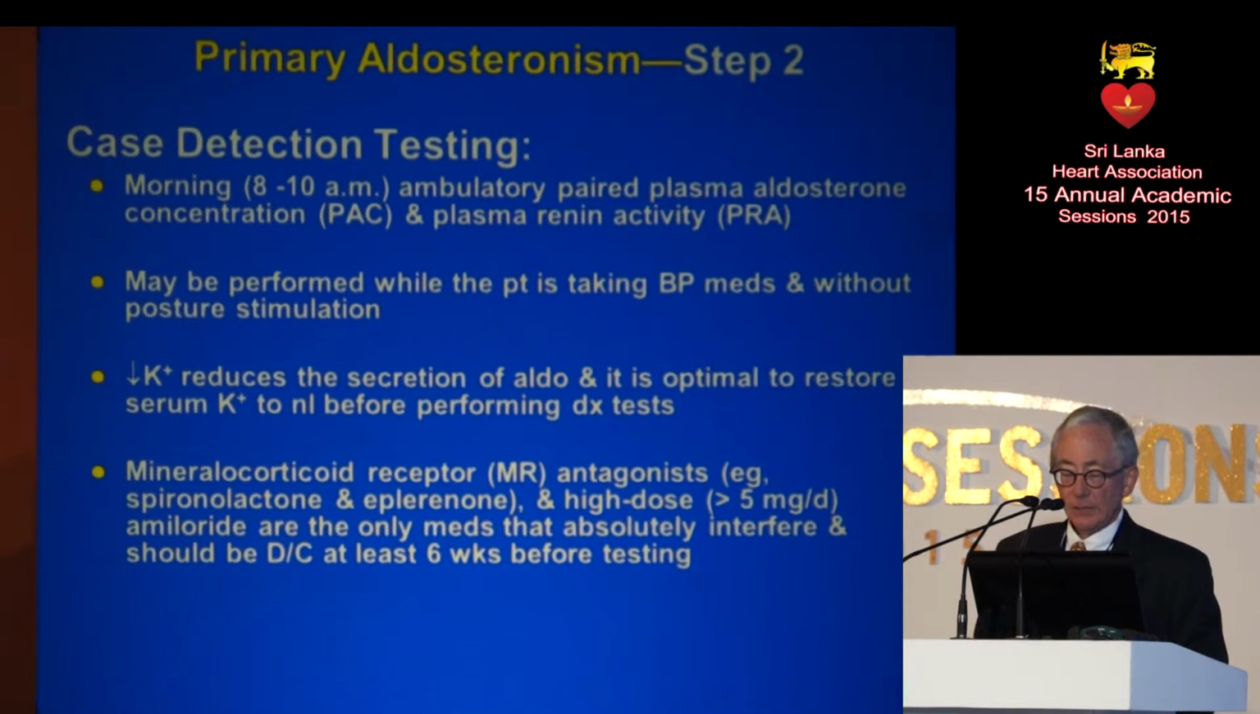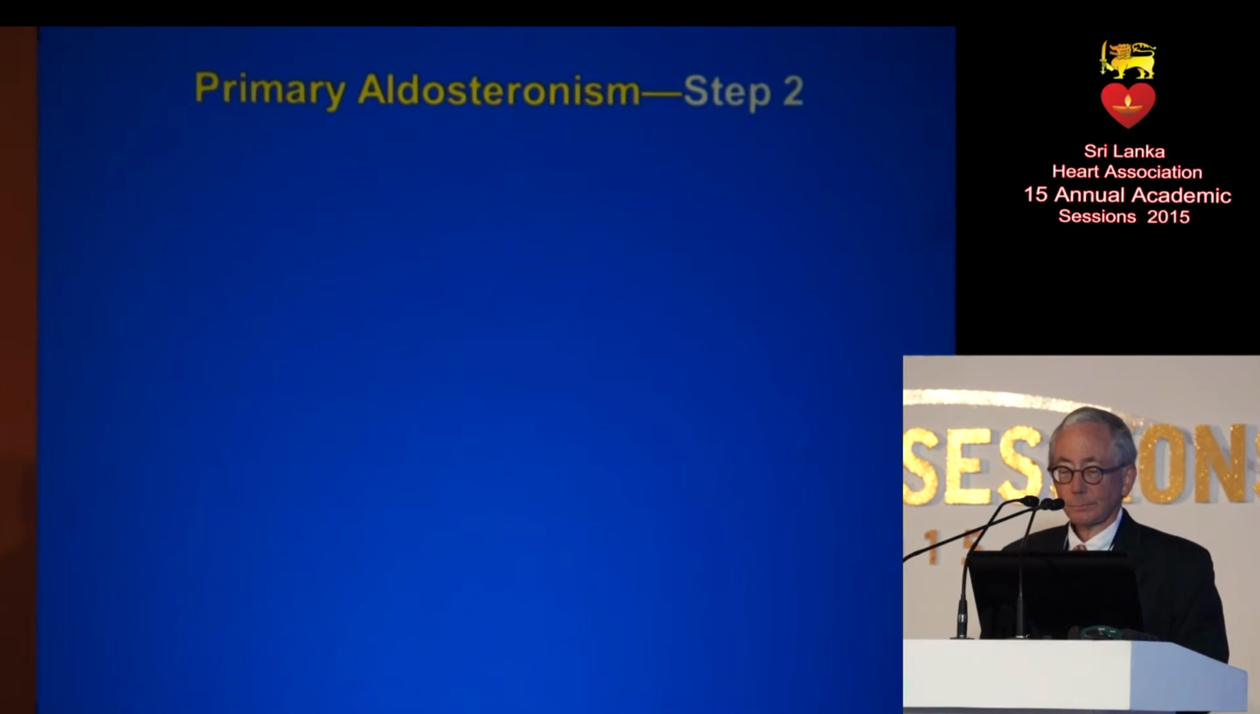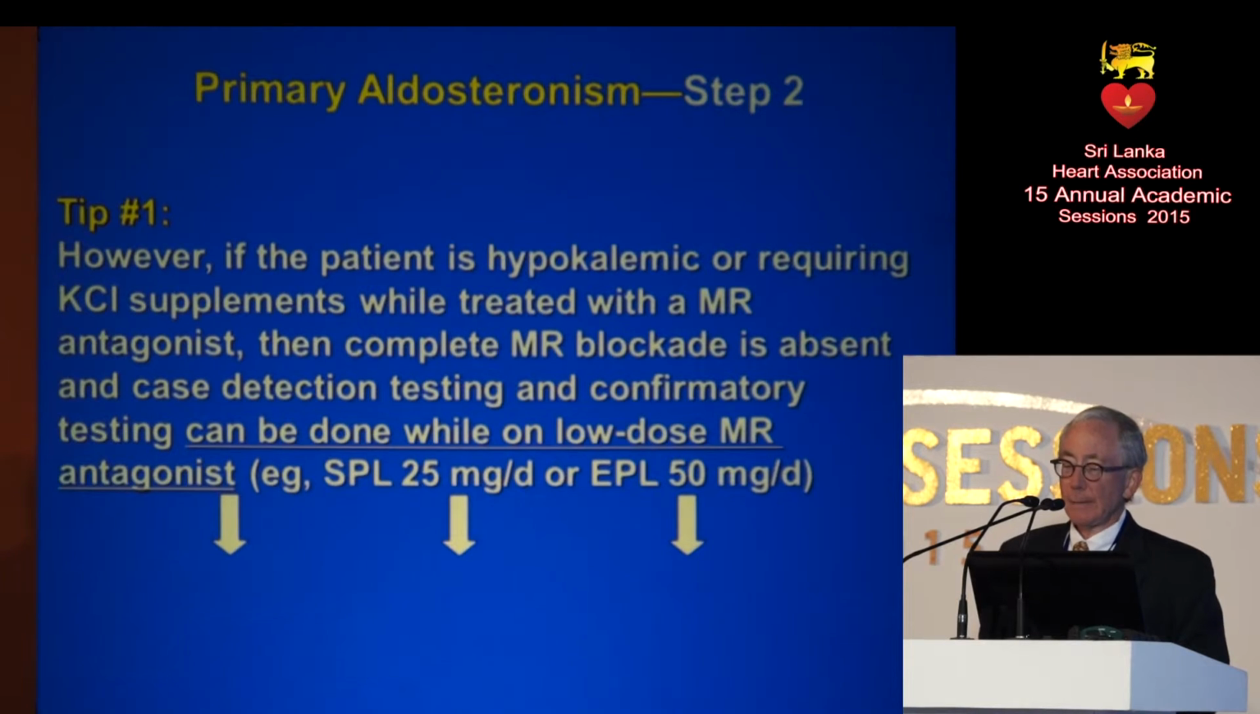Mineralocorticoid receptor antagonists and high doses of amiloride are really the only meds that will definitely interfere and probably should be stopped at least 6 weeks before testing. However, if the patient is hypokalemic or requiring potassium supplementation while being treated with a mineralocorticoid receptor blocker, then you already know that you don't have enough receptor blockade. And case detection testing and confirmatory testing can be done while they're still on their existing dose of spironolactone or eplerenone.